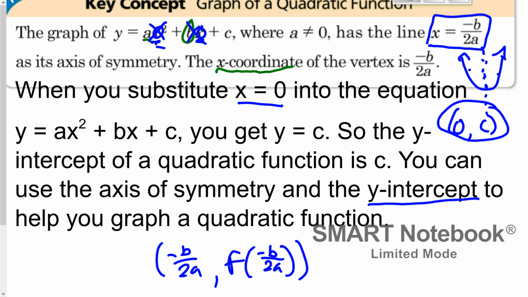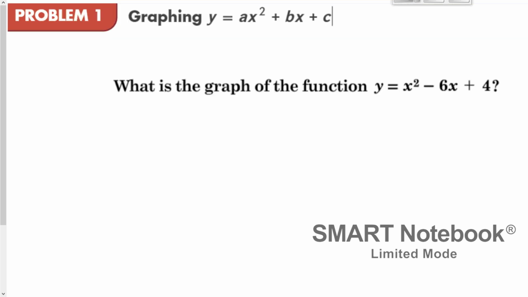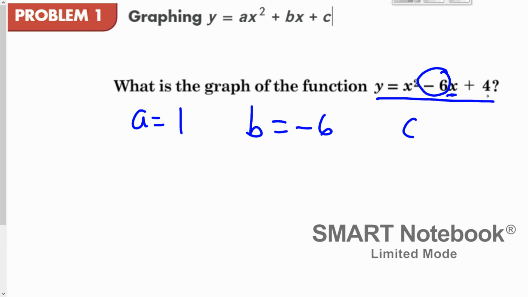So let's do some examples on that. Here's our function, y equals x squared minus 6x plus 4. What I would recommend is find your a. How many x squareds do you have? You have 1 x squared. Find your b. How many plain x's? Your linear term. Make sure if there's a negative in front, you take that with it, so negative 6. And then c is our constant, the one without a variable, equals 4.